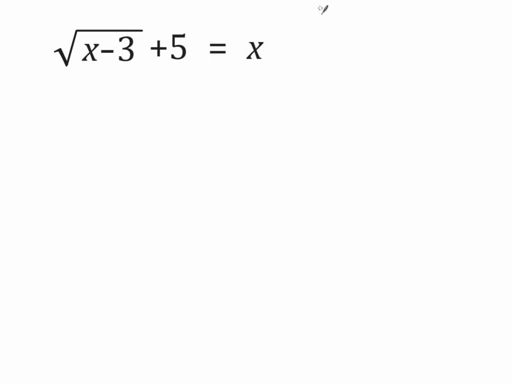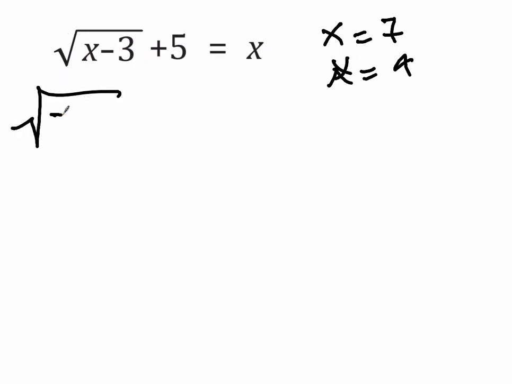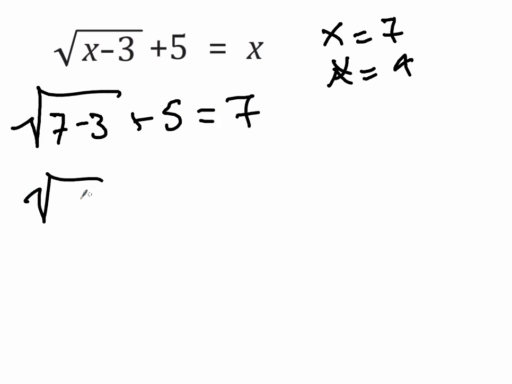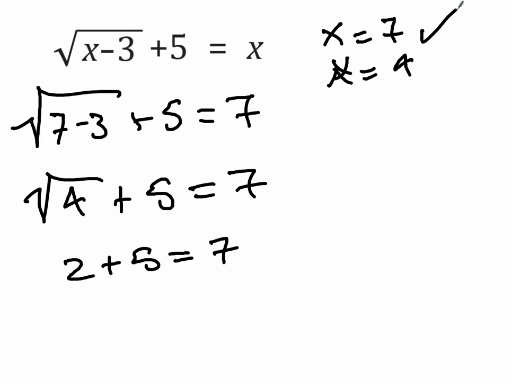Let's check them. X equals 7 and x equals 4. Let's plug them back in. Okay, so plugging in 7 first, I get 7 minus 3 plus 5 is equal to 7. Square root of 7 minus 3 is the same thing as square root of 4, which is 2, plus 5, which is equal to 7, which works. So our first one we got right.